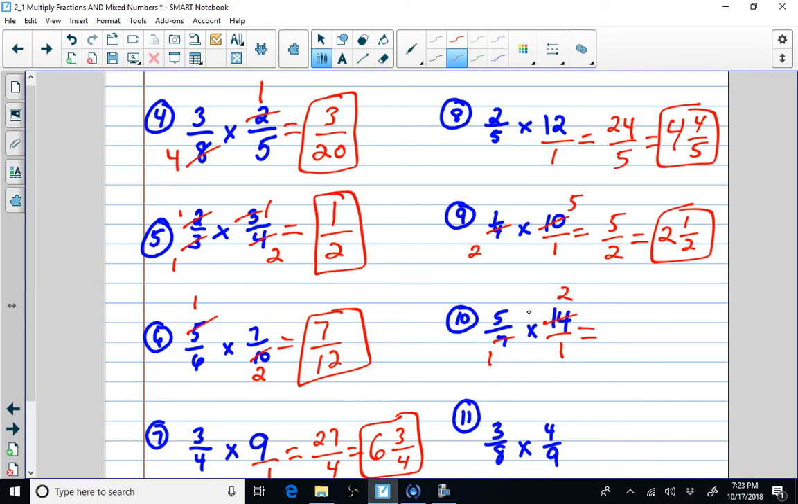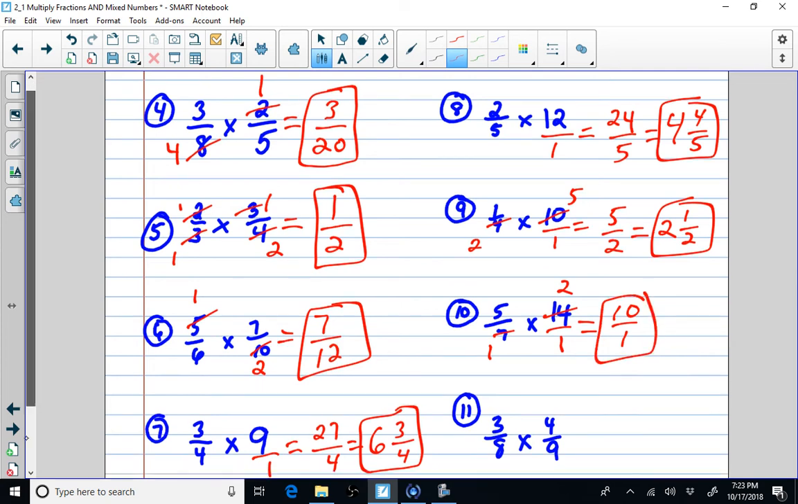Now I can multiply numerator times numerator. 5 times 2 is 10. Denominator times denominator. 1 times 1 is 1. Right? 10 over 1 is the same as 10. Right? So we can leave that as 10.